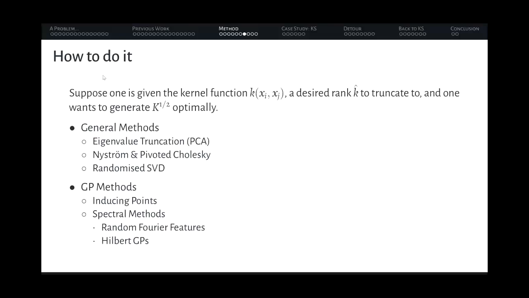A couple of general methods, so these just work on any matrix. Eigenvalue truncation, so you essentially just do a full eigendecomposition of the matrix, and you say, well, I'm only interested in the top K modes, and you just do it by hand. It's pretty slow because you actually have to do the eigendecomposition. The Nystrom and pivoted Cholesky just involve partial pivoting. There are some accuracy problems likewise with Nystrom, which is where you are sampling your kernel function at some subset of the points in your domain.